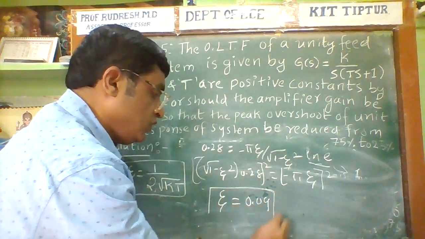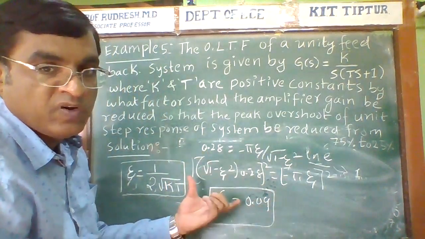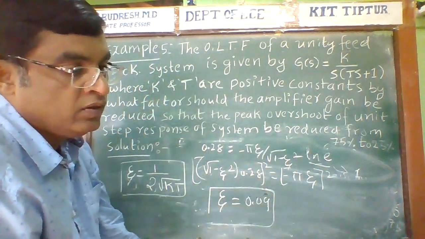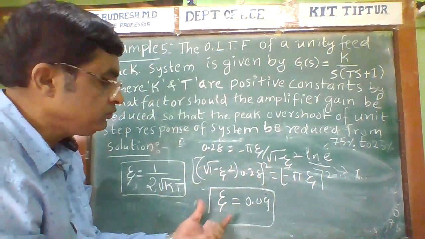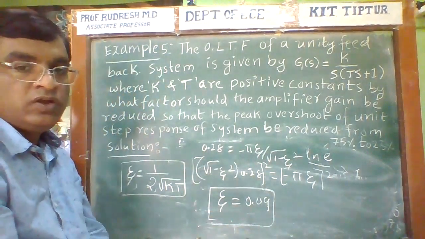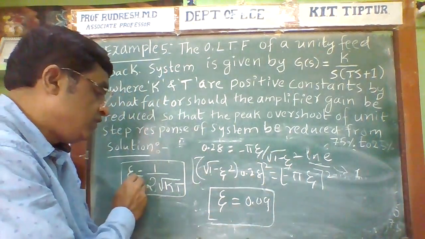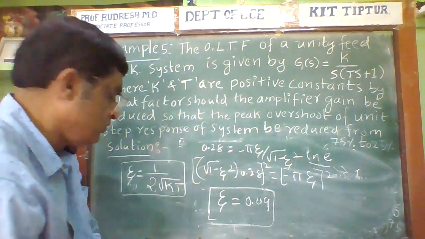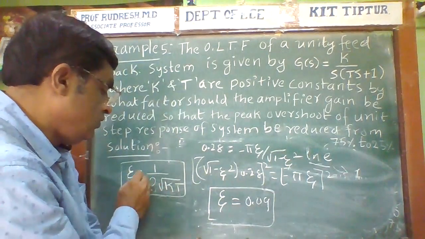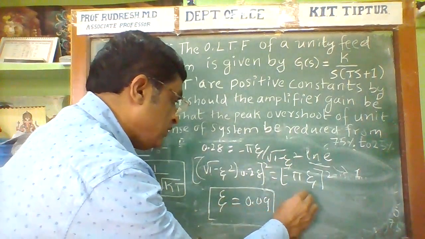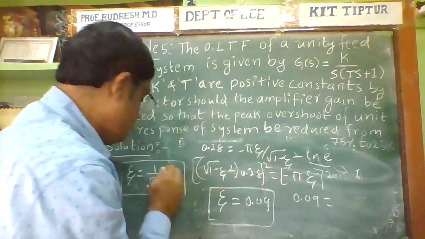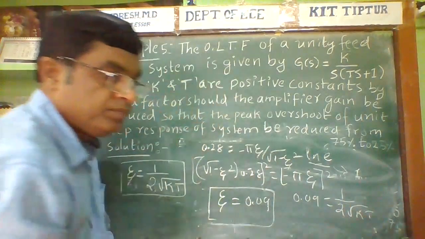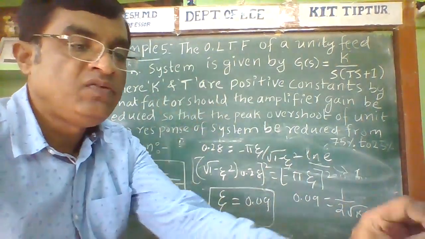0.09. Square on both the sides. After simplification, we'll get the square on both the sides and equating. Now, the zeta value is equal to 0.09. Now, what is the zeta value? The relation between gain and zeta, you know this value. Therefore, now 0.09 is equal to 1 by 2 into square root of kt. Square root of kt value.